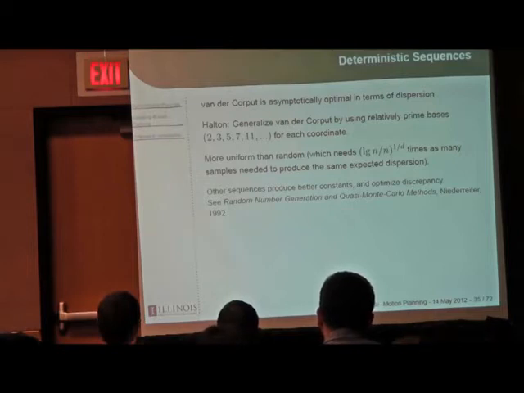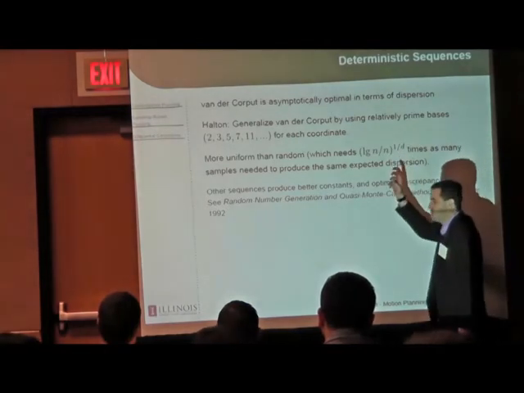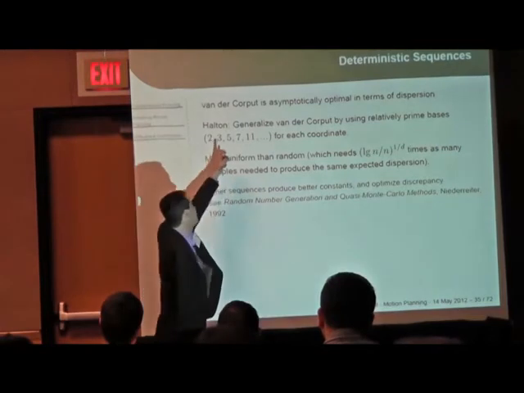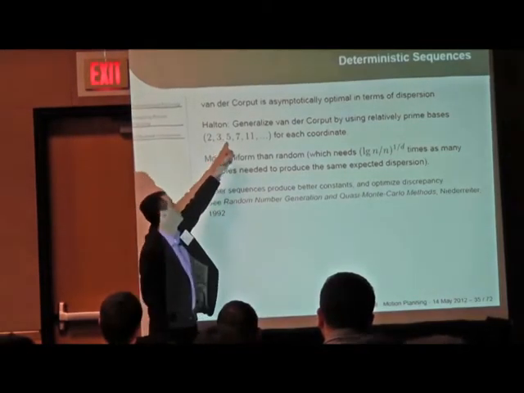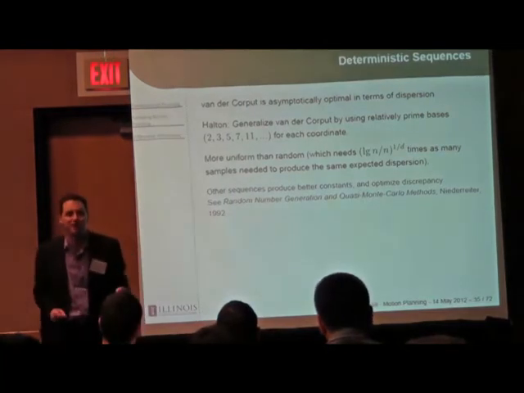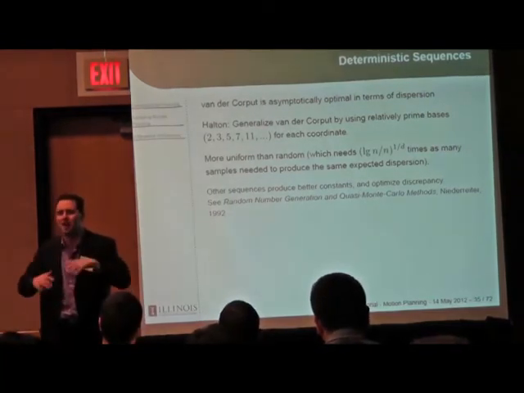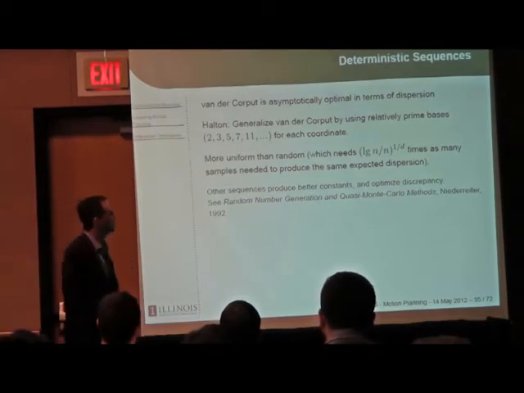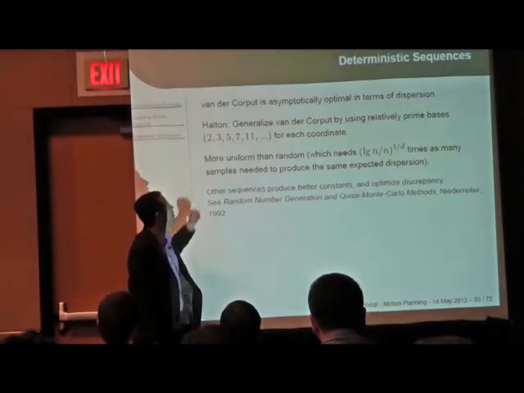You can do a little better. You can generalize it to multiple coordinates. It's just that instead of using binary for the x coordinate, for the y coordinate I use base 3, for the z coordinate I use base 5, and so forth. You have to use relatively prime bases, otherwise it will not produce a uniform sequence. So there's a little number theory involved in there. But when you do that, that's called a Halton sequence.